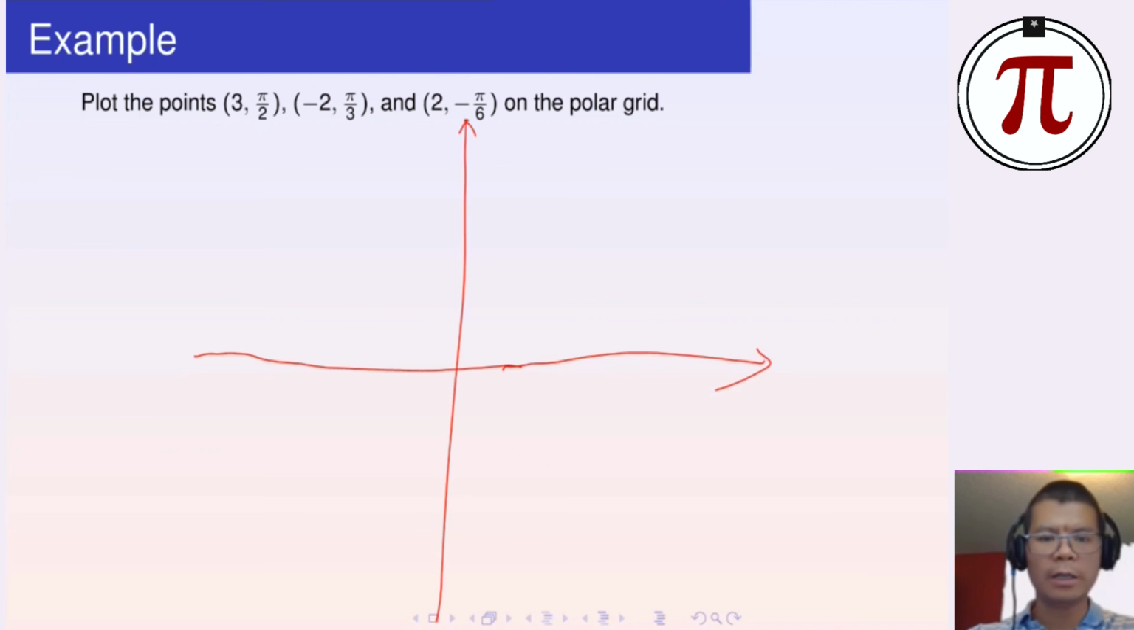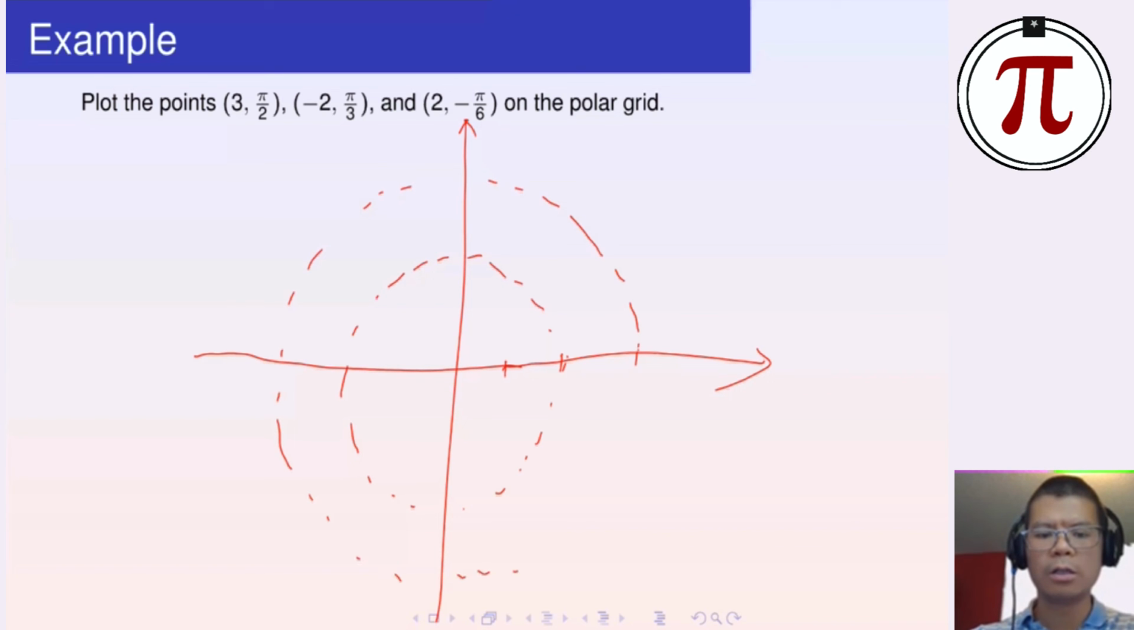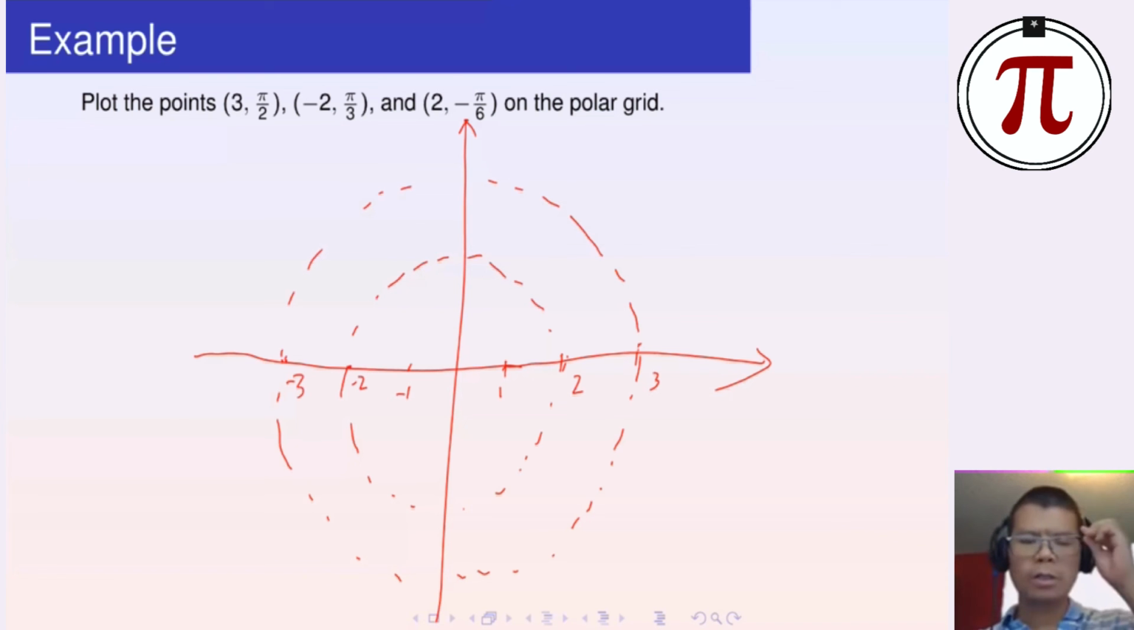So we have 1, 2, 3. We would need a circle of 2, a circle of 3. So this is 1, 2, 3. This is negative 1, negative 2, negative 3. Okay, so now let's consider the 3 pi over 2.